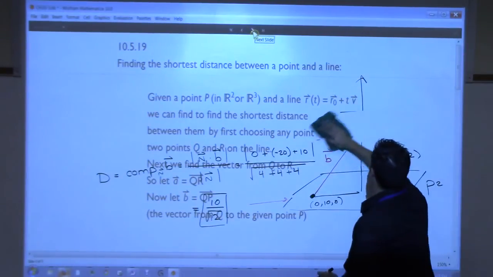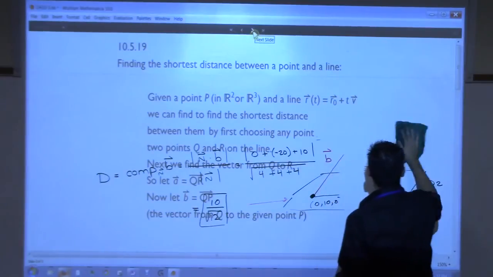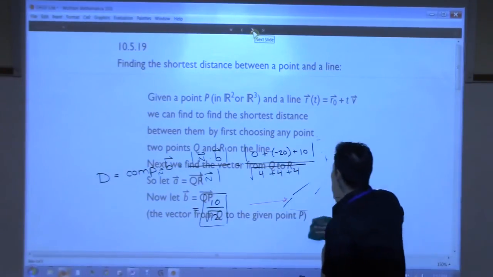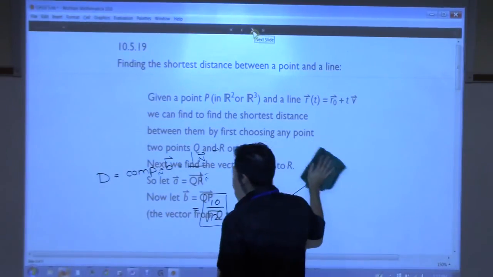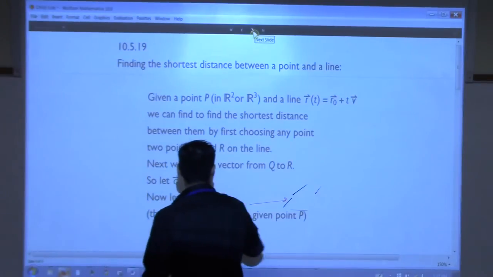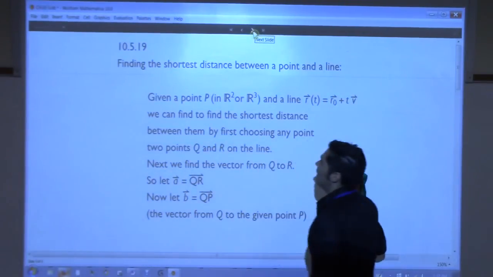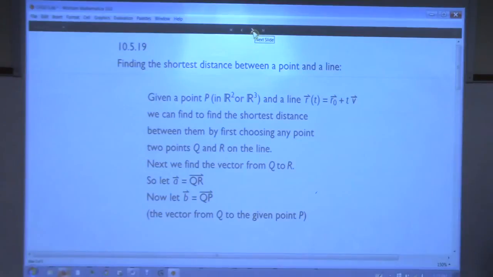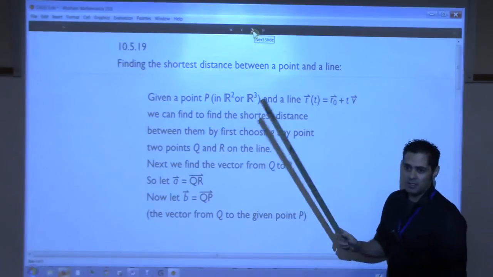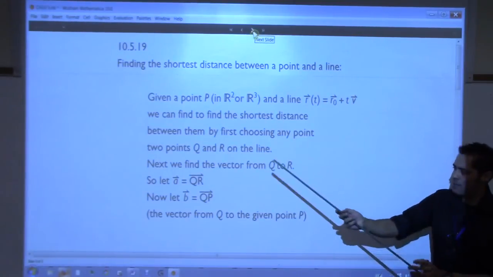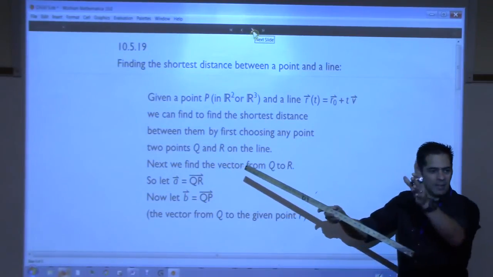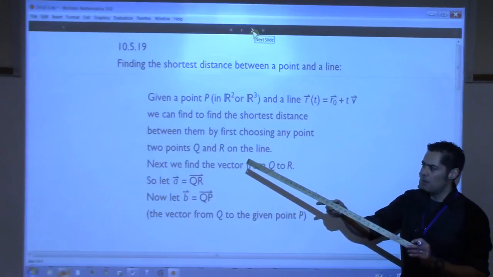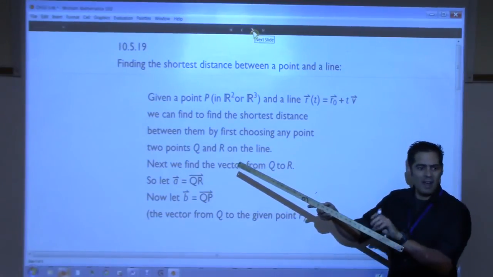All right, now we're going to go talk about the last sort of distance that we want to be able to do. And that's finding the shortest distance between an arbitrary point and a line. So this is even more challenging. Because think about this line in three-dimensional space. Think about the camera as being a point again. What is the shortest distance from this line to the camera?